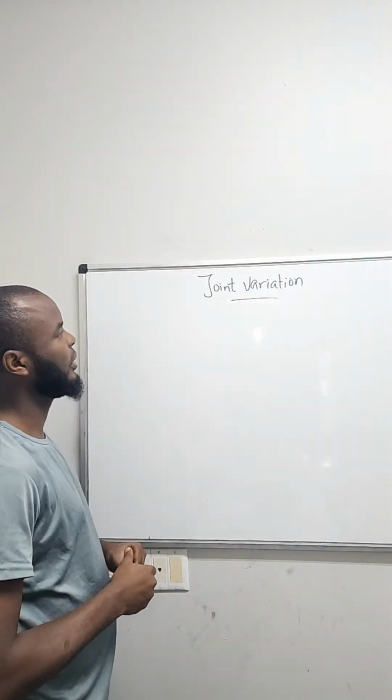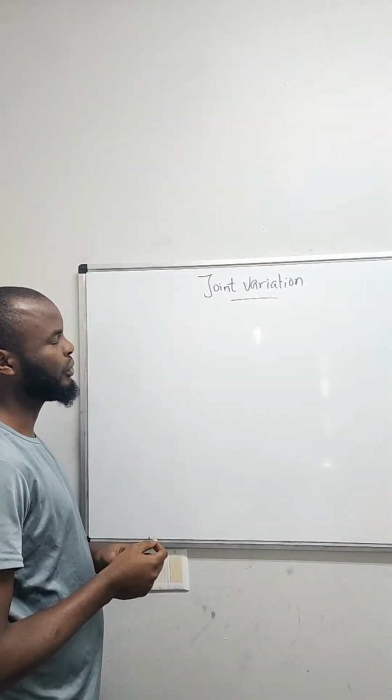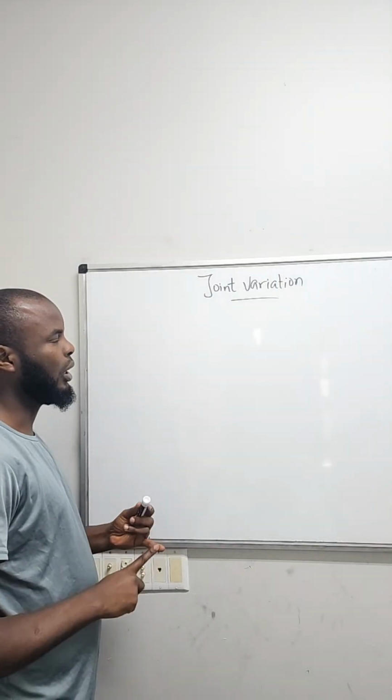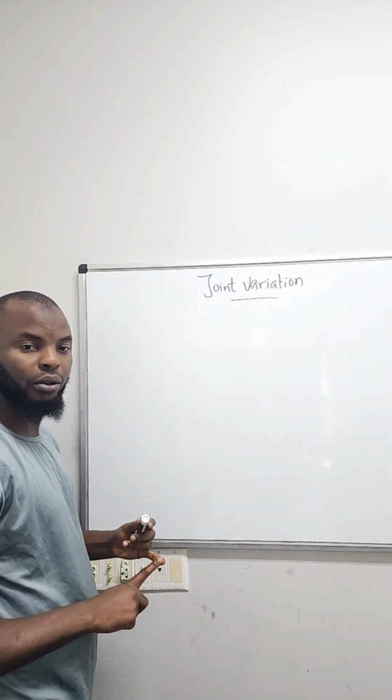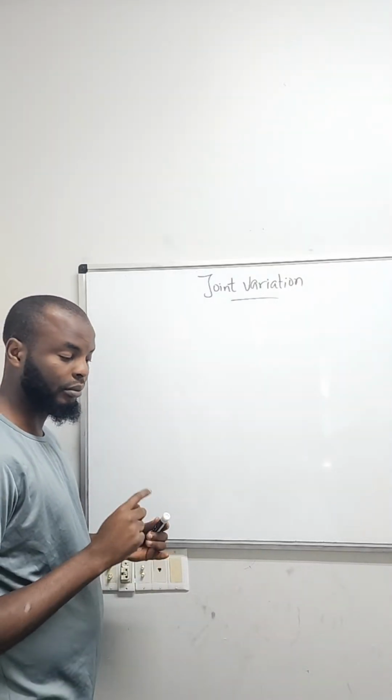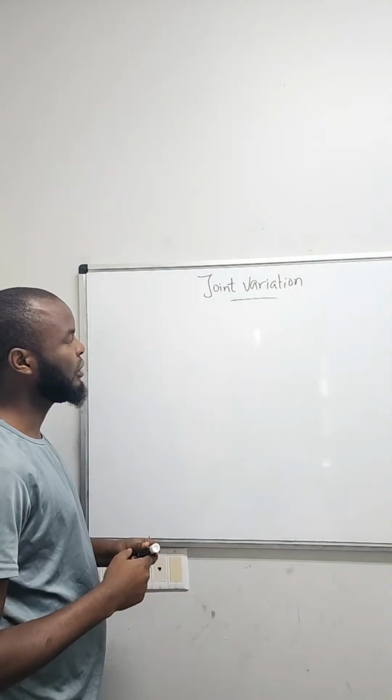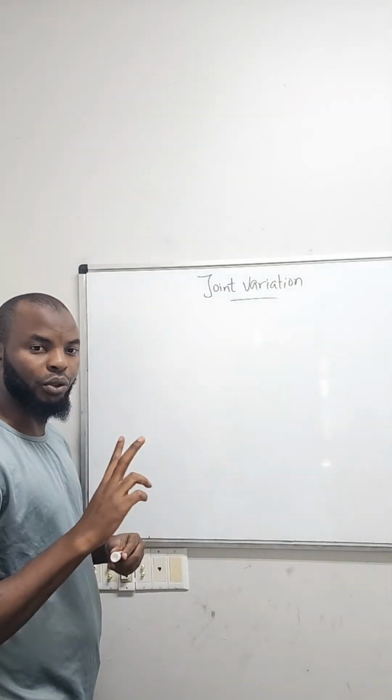Okay. Now we have this joint variation. We've talked about direct variation. We've talked about inverse variation, and we have joint variation. Joint variation is the combination of the two.